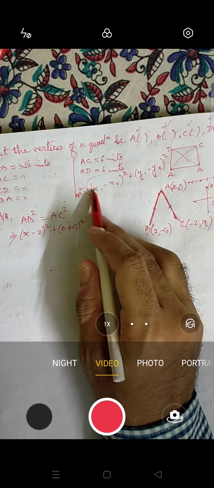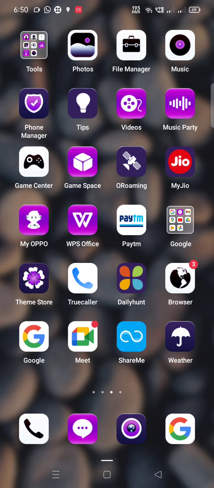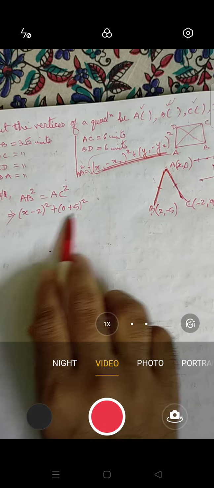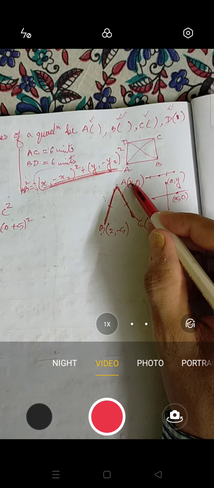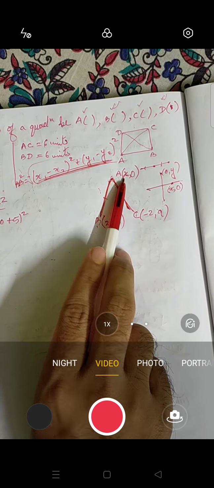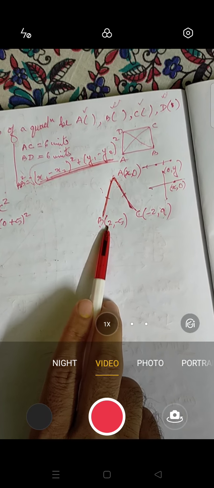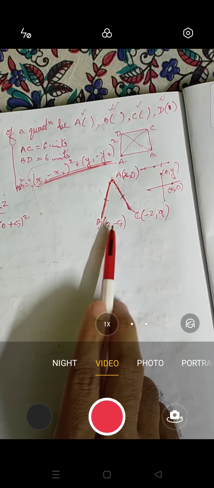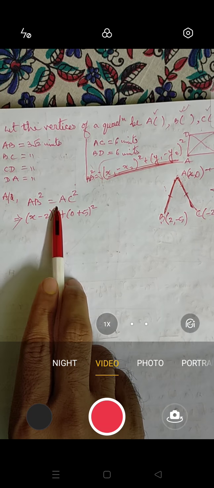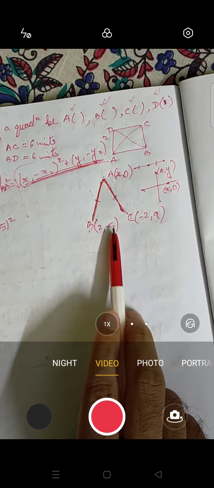Now we are having AB square, which means this formula only. So for AB square we are writing only the formula, that means x1 minus x2, x minus 2. So this is x minus 2 whole square, y1 minus y2. So 0, and minus minus will become plus. So plus 5 whole square. Is it clear?